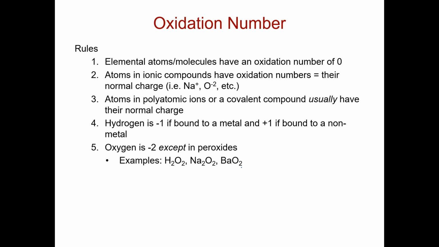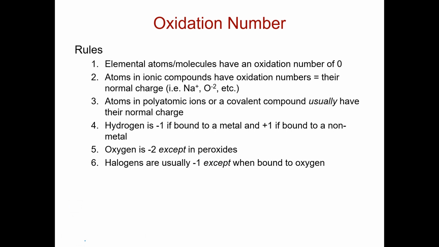So, for example, we know sodium has a 1 positive charge. So, if there's 2 of them, that's a total of 2 positive, which means that oxygen can only have a 1 negative charge here, since there are 2 oxygens. Same thing happens with barium peroxide. There's a 2 positive charge on barium, which means that each of these oxygens must have a 1 negative since there are 2 of them. So oxygen will be -2 unless it's part of a peroxide, then it will be -1.